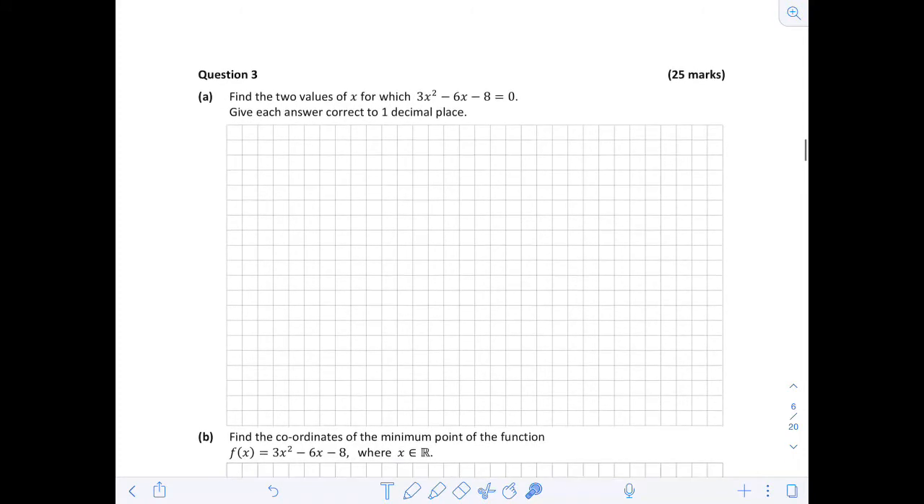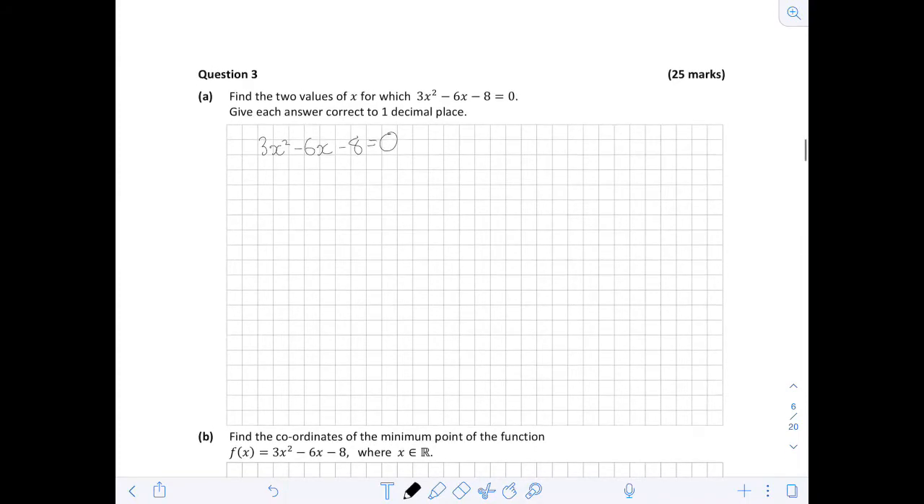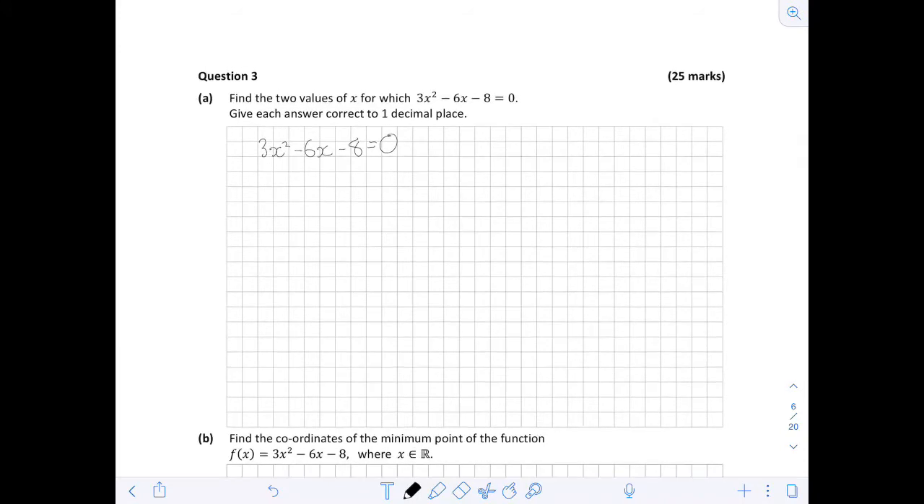So question three, part A, is find the two values of x for which 3x squared minus 6x minus 8 is equal to 0. You guys should be able to spot at this stage that that is a quadratic equation. So let's write it out: 3x squared minus 6x minus 8 is equal to 0. Quadratic equation, so immediately we think minus b formula. So we're going to have a go at using the minus b formula with this.